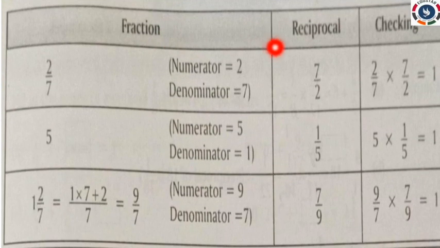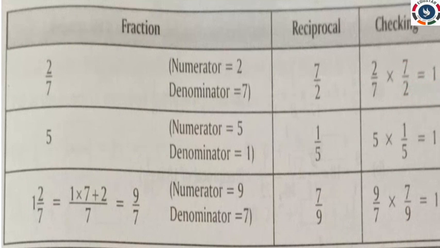Fraction, reciprocal, and we are going to check. So 2 by 7. 2 is the numerator value and 7 is the denominator value. So what is the reciprocal of 2 by 7? Just change the numerator and denominator: 7 by 2. So multiplying the fraction and the reciprocal of the fraction, you will get the answer 1. 2 by 7 into 7 by 2 is equal to 1.